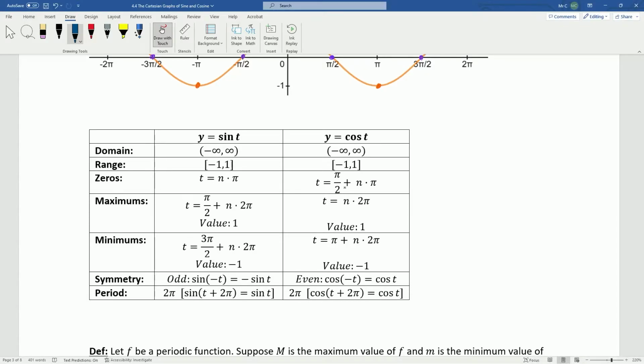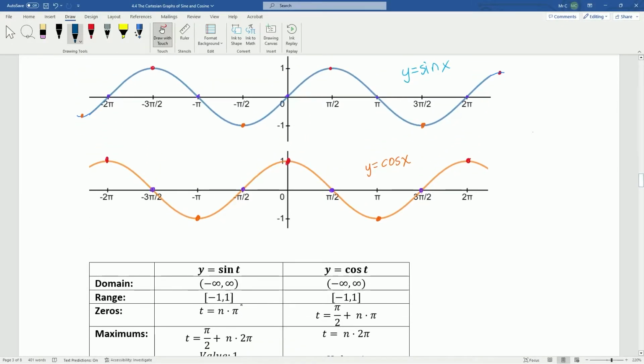Now, what else do we know? We know the zeros of these functions. We know that our zeros for sine occur at 0 and pi and 2 pi, and so forth. So that's an integer multiple of pi, right? So n here is just an integer, meaning 1, 2, 3, 0, negative 1, negative 2, and so forth. And the zeros for cosine start at pi over 2, and every time you add a multiple of pi or subtract a multiple of pi, you get another zero. So this looks like pi over 2 plus any integer multiple of pi.